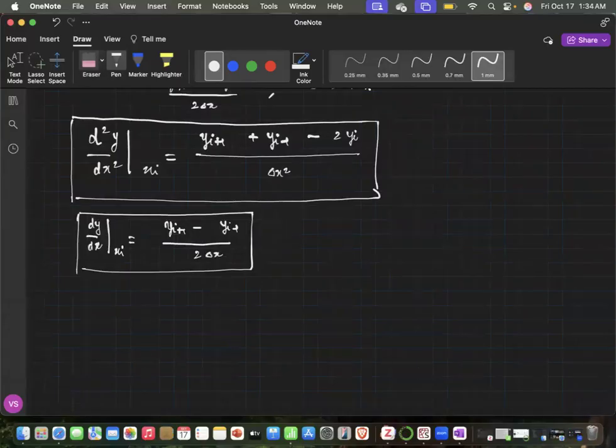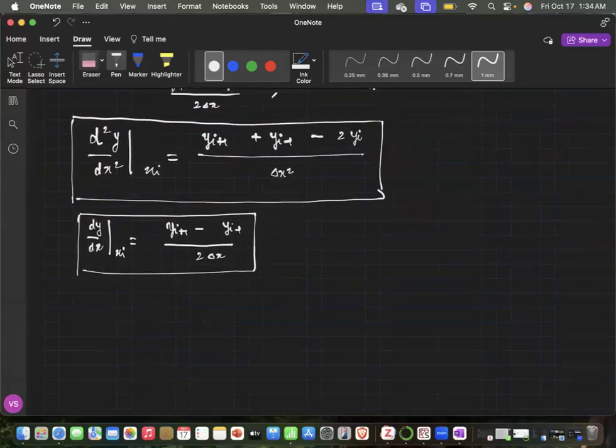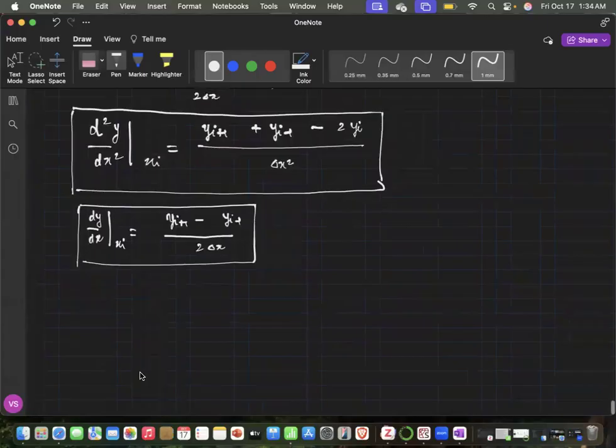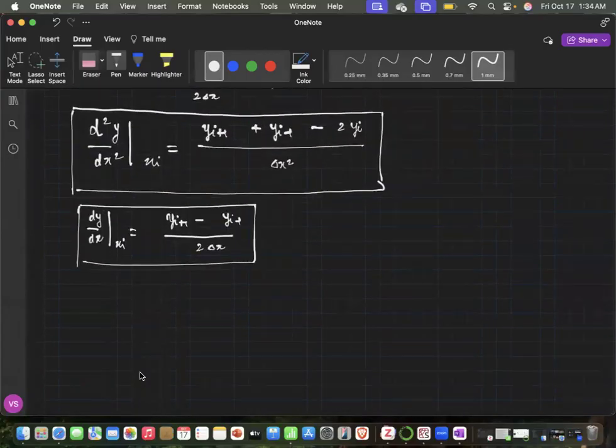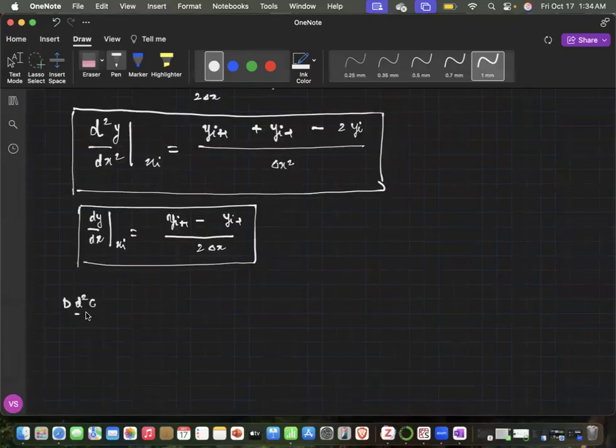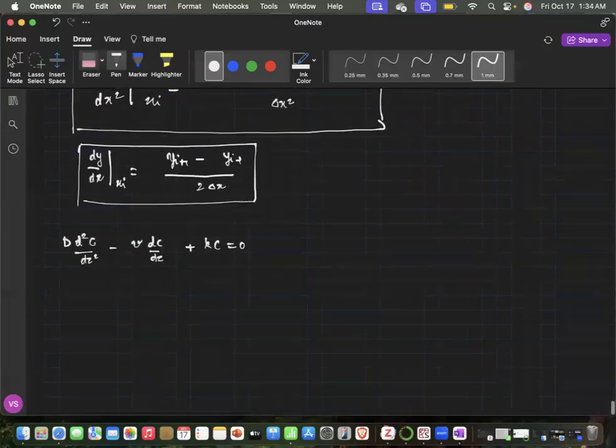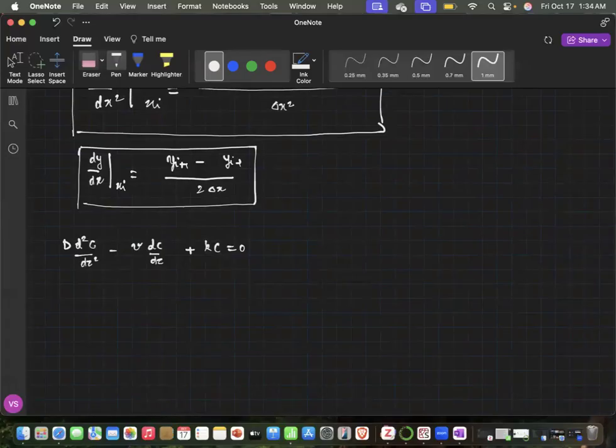So now that we have this, let's try to discretize our entire domain over here, right? So let's try to solve the same equation that we had shown over here. So that was diffusion, convection, and reaction, right? This is the equation that we are going to try and solve. And now we have to discretize this.